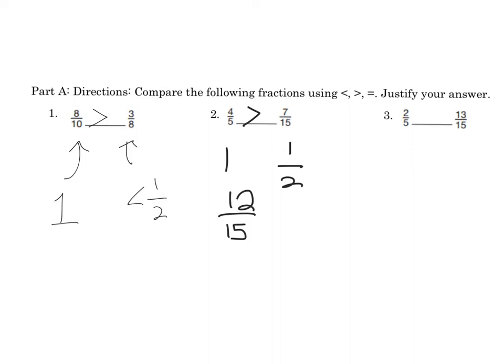Next, we have 2/5 and 13/15. The 13/15 is close to 1, where 2/5 is close to a half, so 13/15 is greater. This one you can also check. Change the 2/5 to fifteenths, so that's times 3 as well, so 6/15 is less than 13/15.